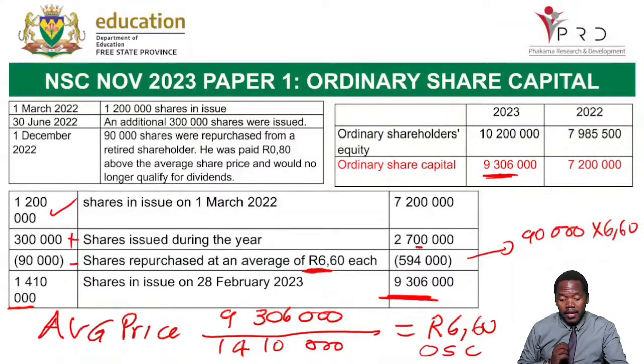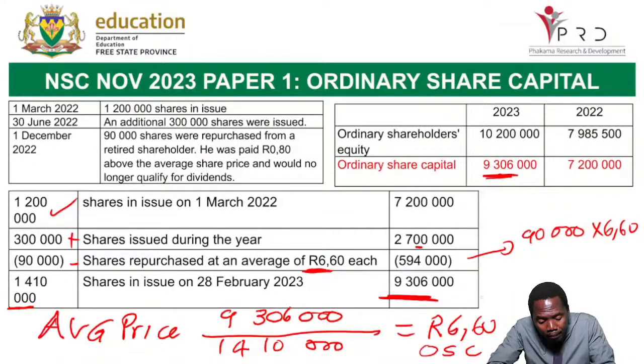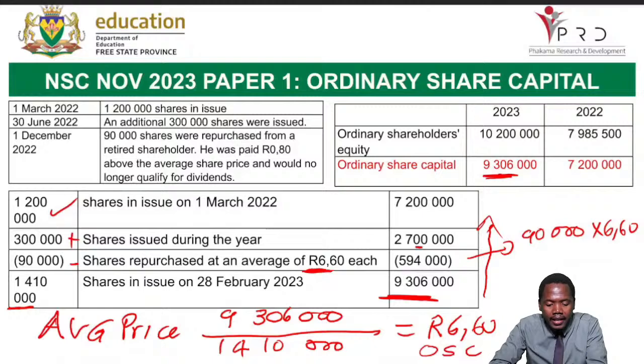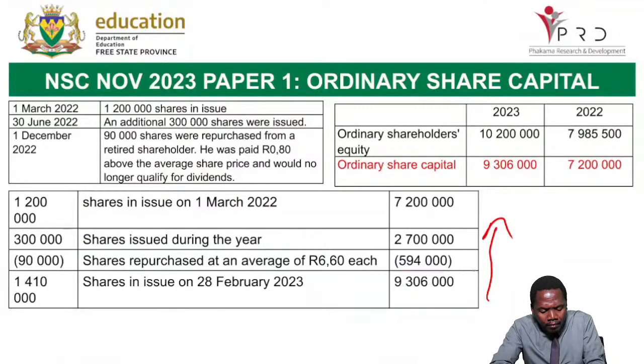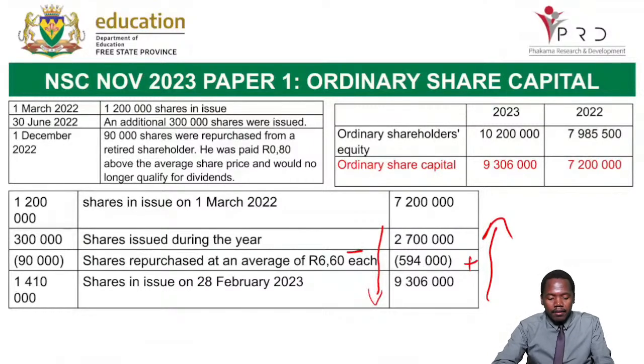From there, grade 12 is very important. We must apply the bottom up. Now for me to get the 2,700,000, now I will say 9,306,000. Now, because I'm going up, let me just clear this so that it becomes clear to everyone. Because I'm now going up, the 594,000 becomes a positive. If I'm going down, the 594,000 becomes a negative. Meaning that 7,200,000 becomes now a negative. If I'm going down, it is a positive.